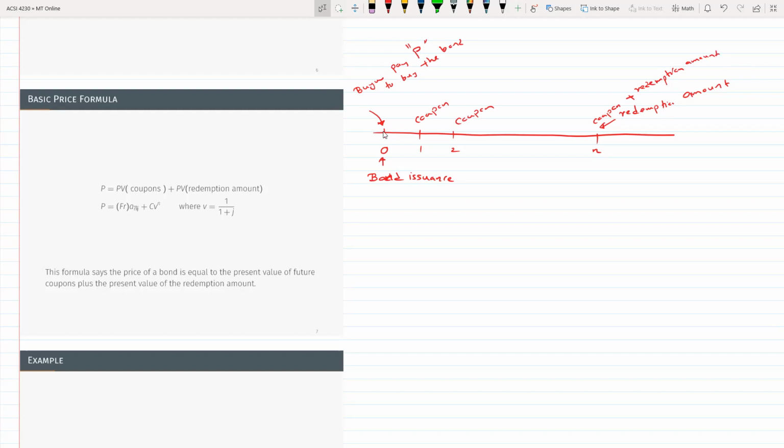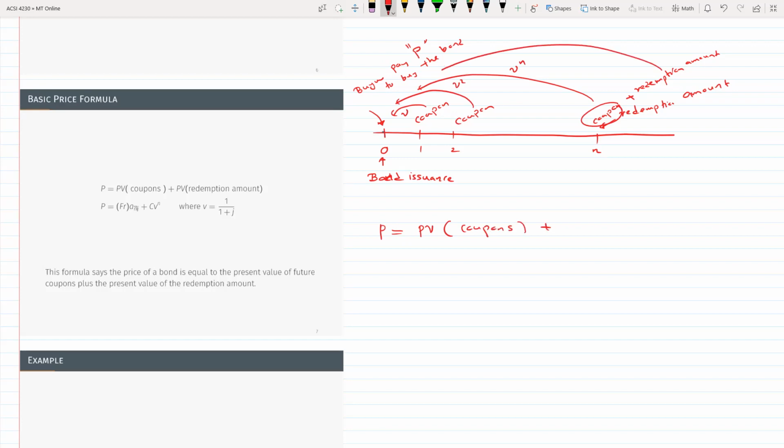So of course, you can derive the price using the present value formula. Okay, so price should be what? Present value of all these coupons. When you take the present value of the coupons with the discount rate, this one is V, this one is V squared, and then this coupon is V to the N. Okay, so present value of coupons plus you have to take the present value of the redemption amount.